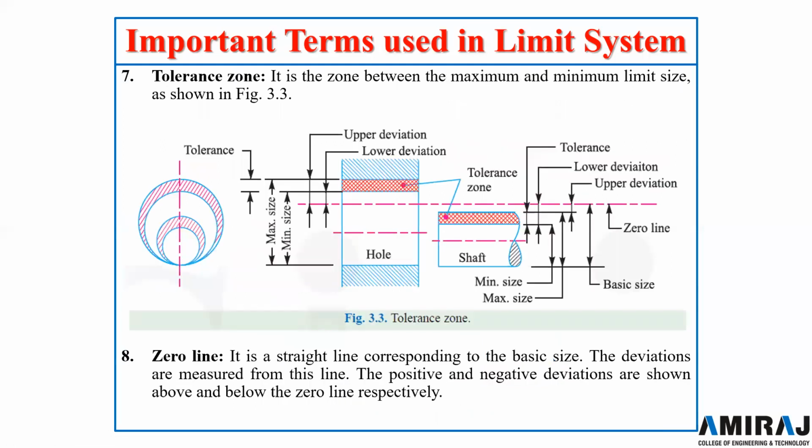Then there is the tolerance zone. It is the zone between the maximum and minimum limit as shown in the figure. And there is one zero line. Zero line is a straight line corresponding to the basic size. The deviations are measured from this zero line. The positive and negative deviations are shown above and below the zero line. So here you can see the tolerance zone and all the parts in this single diagram.